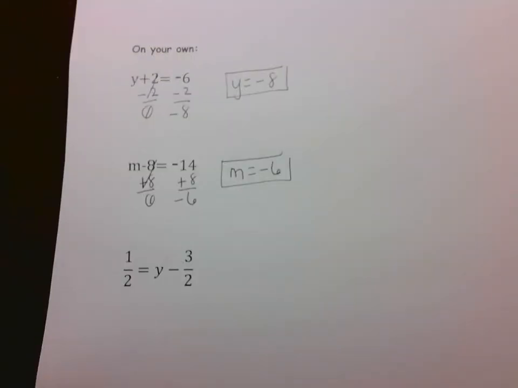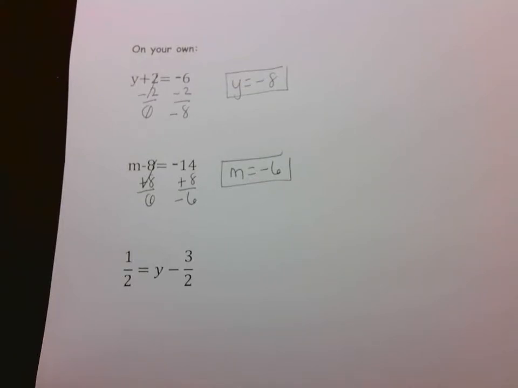The answers are -8. The next one is -6. And this last one I haven't worked out yet because I actually want you to watch me work it out. So you probably solved this by adding 3/2 to both sides. And if you did that, you're not wrong. However, I'm going to teach you how to solve this equation in a different way.